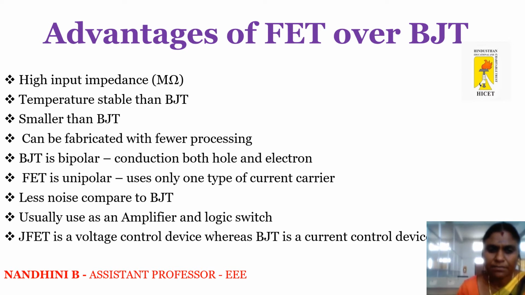BJT is a bipolar device, that is, the conduction takes place by both majority and minority carriers, that is, holes and electrons. FET is a unipolar device. It uses only one type of majority carriers, either electron or hole.